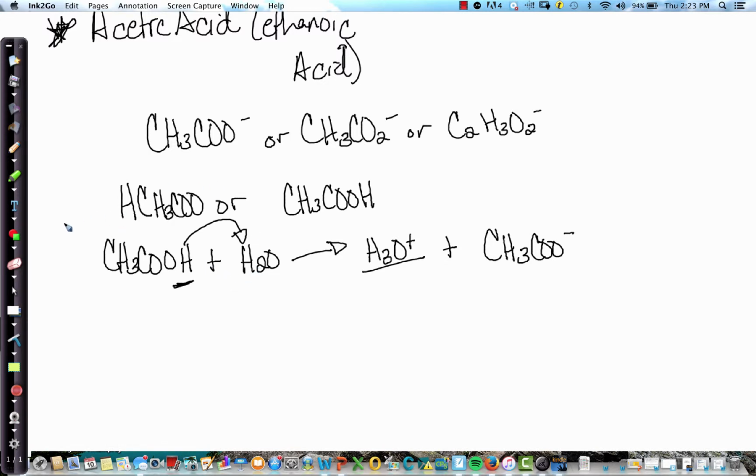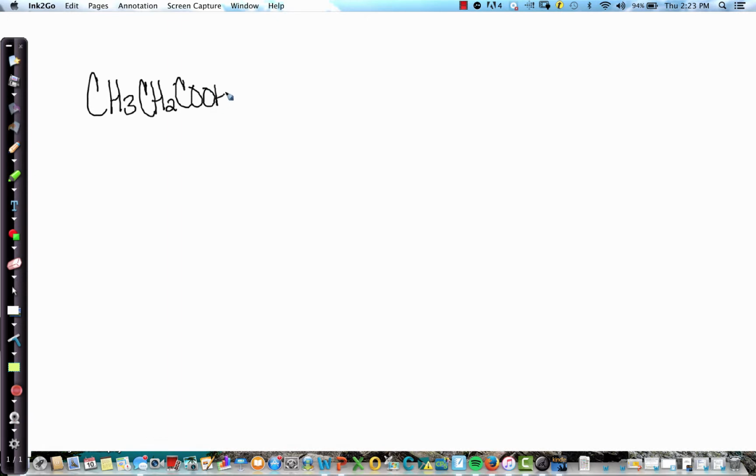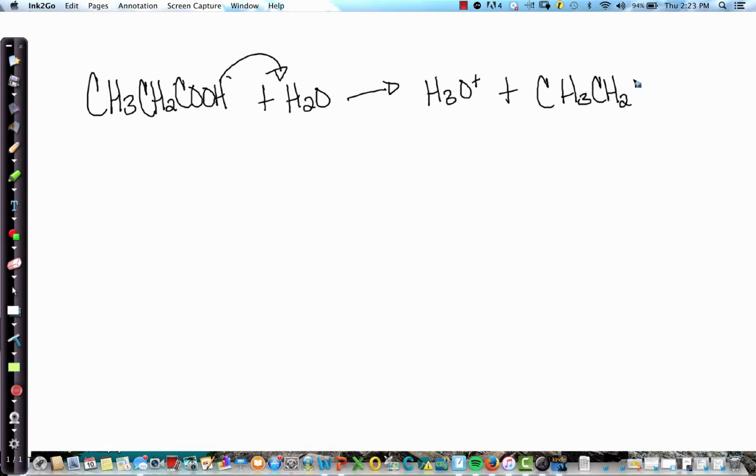Alright, so let's look at the next one. It's propanoic acid. Alright, so propanoic acid, they gave you the formula CH3CH2COOH. Okay, so it's reacting to water, and it's an acid, so this acid will be removed, and then it will create hydronium, H3O+, and then what we're going to be left with is its conjugate, so propanoate. You're going to basically just remove a hydrogen ion, and then it becomes this.